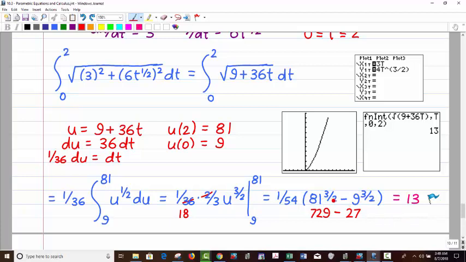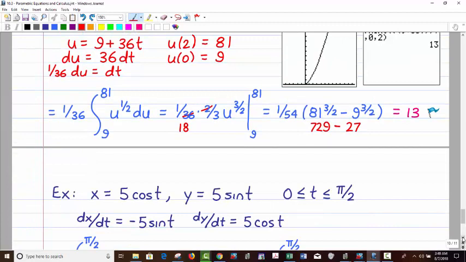So 81 to the 3/2 is essentially the square root of 81 cubed, which is 729. The square root of 9 cubed is 27. And it just happens to be 729 minus 27 is 702. Divided by 54 happens to equal 13. So that one is exactly an arc length of 13. And there's a graph of it.